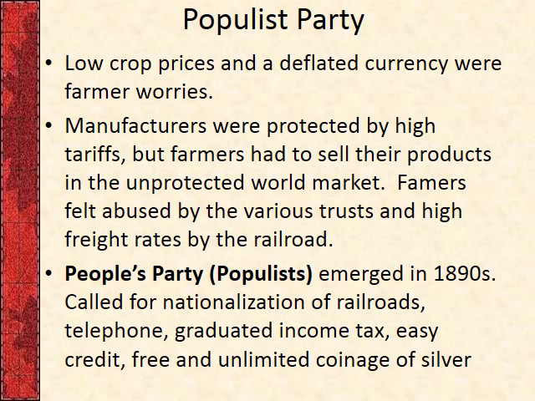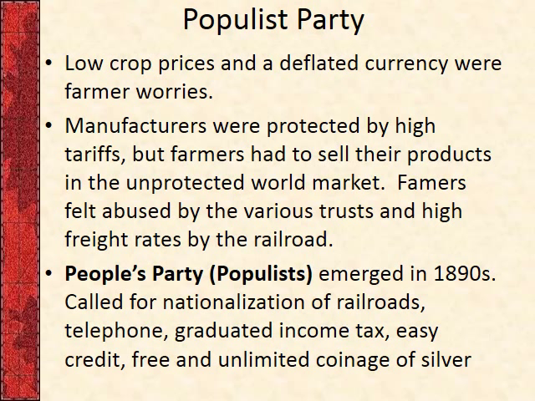So they felt that they were getting the raw end of the deal. In addition to that, all the equipment that they're purchasing, the prices were artificially high because of the tariff. So they felt that they were being abused. In addition to that, they felt that they were being abused by all these different monopolies and trusts that we talked about a couple chapters ago.